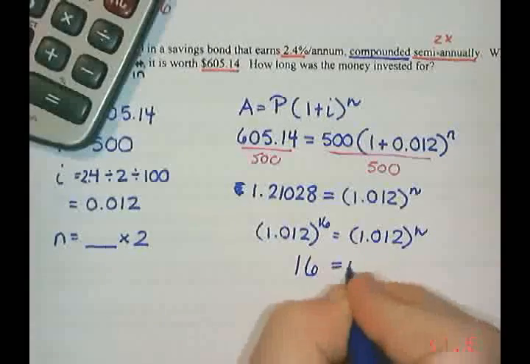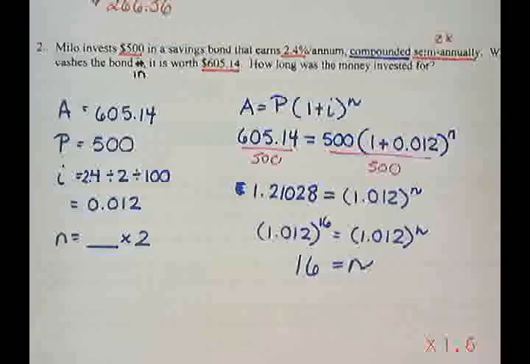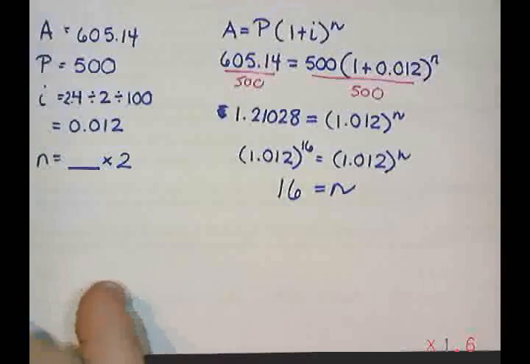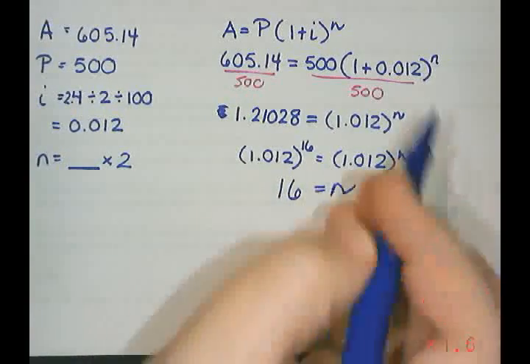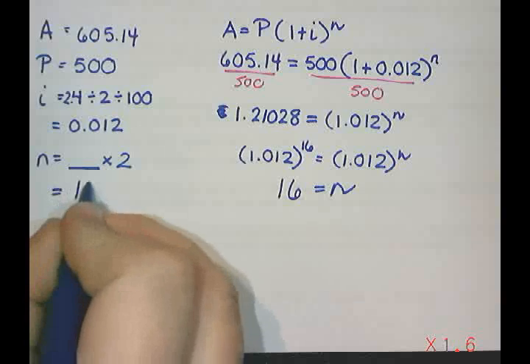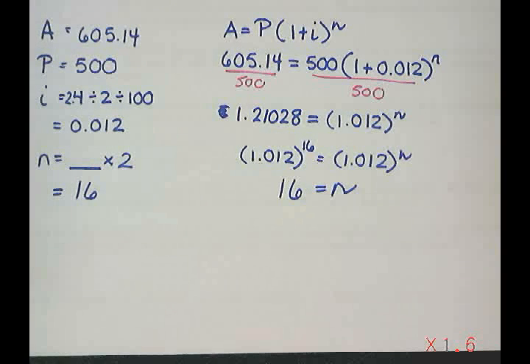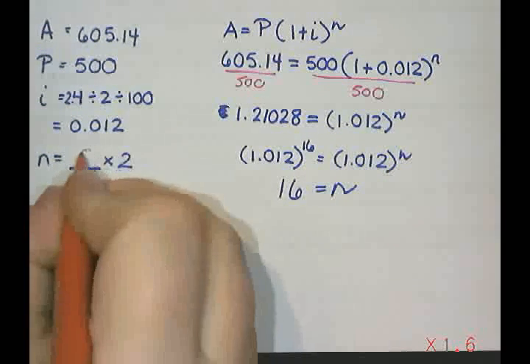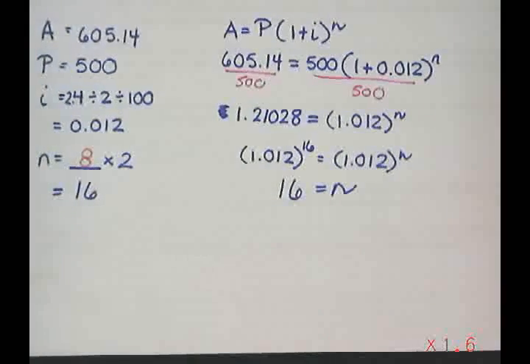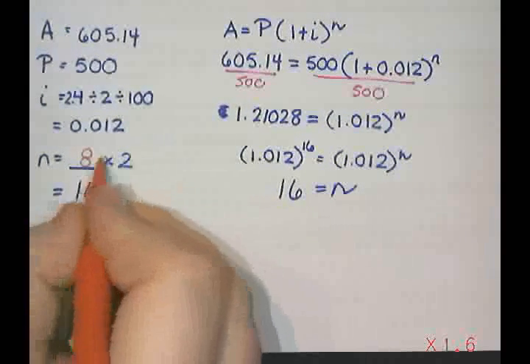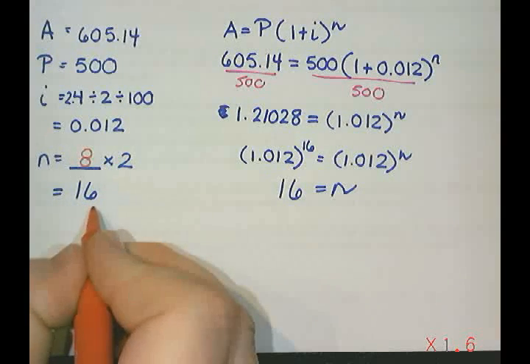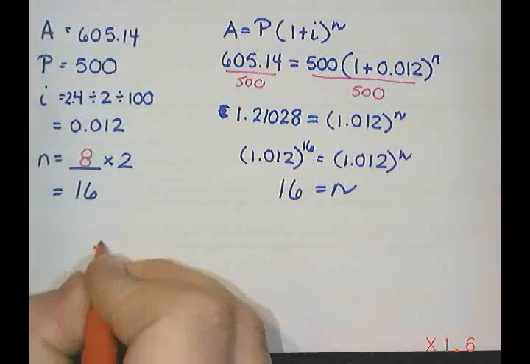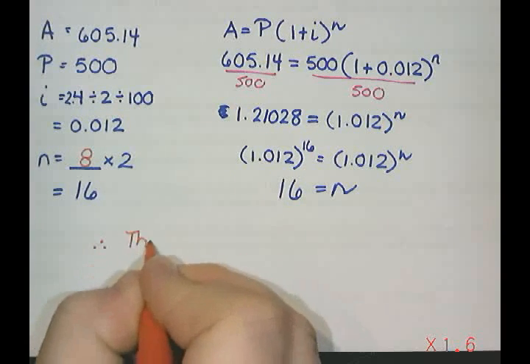So 16 equals n. Now that doesn't mean that it took 16 years. That means that it took 16 half-year periods. So what you have to do is say, okay, well, what did I multiply by 2 to get 16? I multiplied 8 by 2 to get 16. So you have to take into account the fact that we multiplied by 2 to get this number. So that means the money was invested for 8 years.